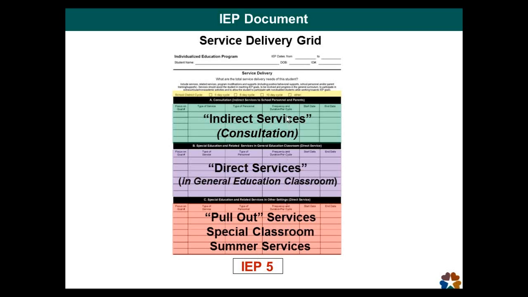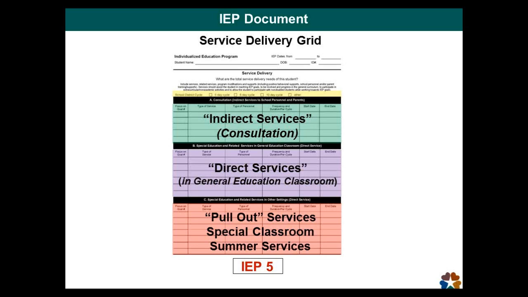Second of all, you want to add up the amount of time that each person is spending and making sure it makes sense. What you don't want to run into is a situation where there are more minutes per day being accounted for in here than there are in the regular school day. And that happens. Okay? And you also want to pay attention to the start date and the end date, particularly when it comes to summer services. Okay? So the service delivery grid is very confusing. I won't lie. I think it takes a while to learn how to read those.